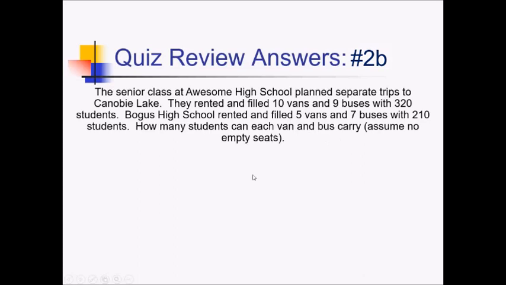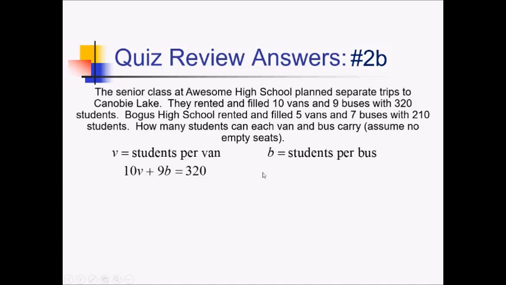So let's start with some variables to define what we're trying to solve for here. I'll say that V represents the number of students in a van, and B, the number of students in a bus. And I can set up 2 equations based on the situation. So we have 10 vans filled with V students per van. That's 10V. If I add to that the 9 buses, each filled with B students, so that's 9B. If I add those 2 things together, the number of students in vans plus the number of students in buses, that should add up to that 320 that represents the number of students from Awesome High School that went on this trip. And I can do the same thing with the Bogus High School students. That would be 5V plus 7B equals 210.